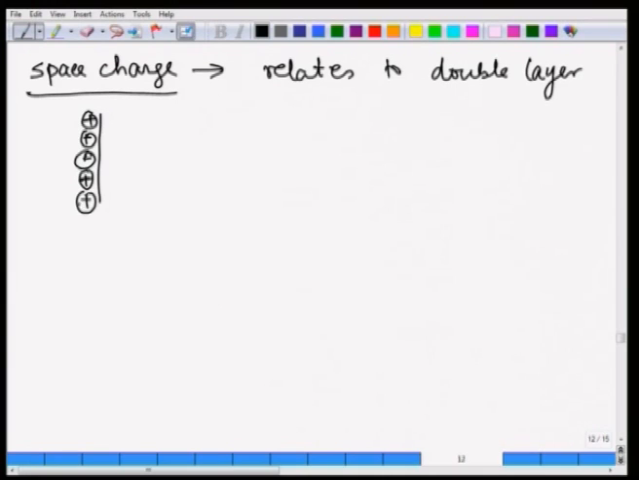Then what happens is, if you have a liquid on this side, all the negative charges form a stationary layer here. So, this liquid then acquires a net positive charge, something like this.